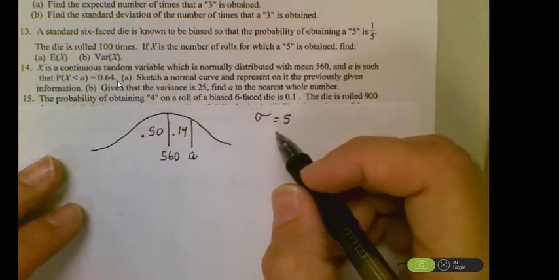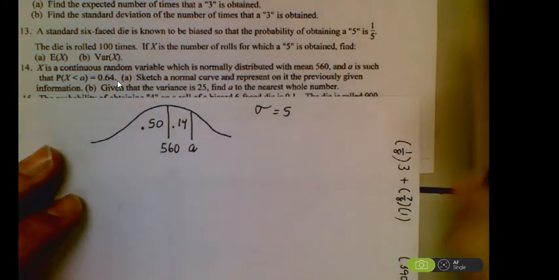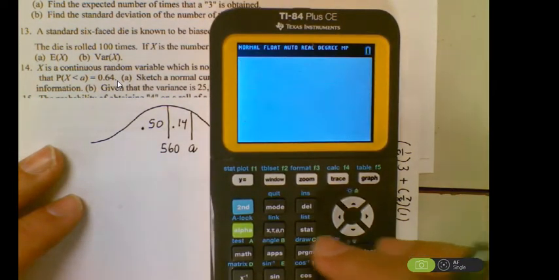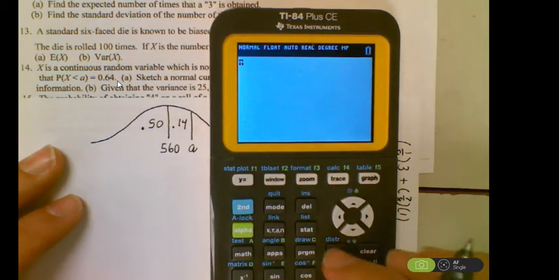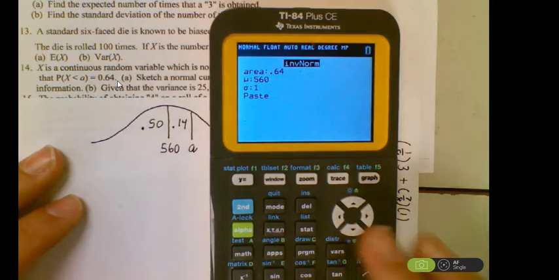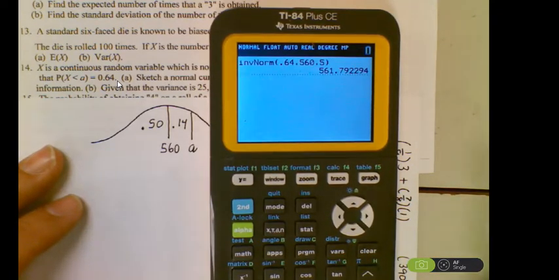So now we can find A to the nearest whole number, and this is just the basic calculator stuff. Remember, they gave us the percent of 64%, which means we're going to use the inverse normal feature of an area of 64%. The mean we know was 560, and the standard deviation we figured out was 5. So I can just put that in to get about 562 as my answer.